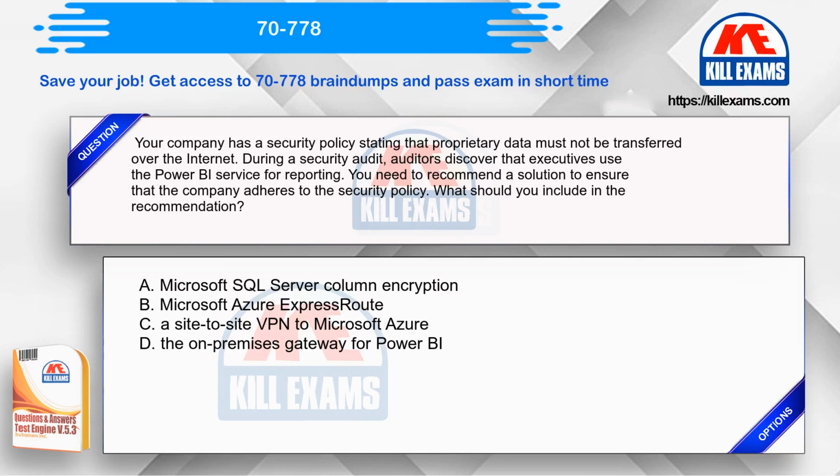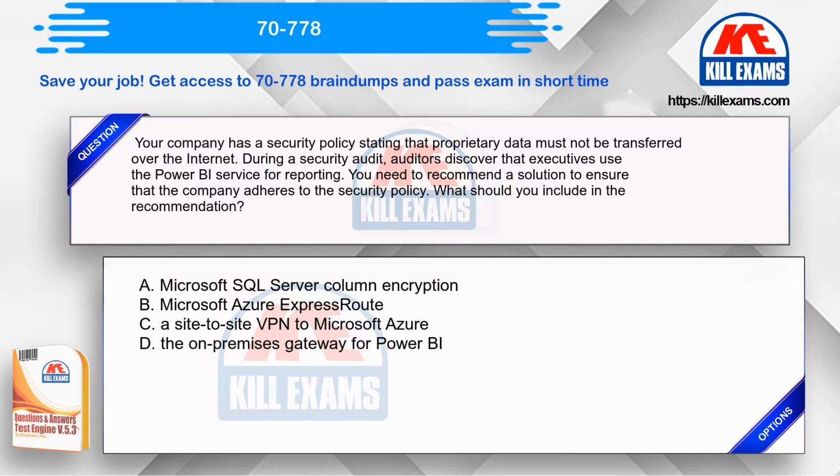Your company has a security policy stating that proprietary data must not be transferred over the internet. During the security audit, auditors discover that executives use the Power BI service for reporting. You need to recommend a solution to ensure that the company adheres to the security policy. What should you include in the recommendation?